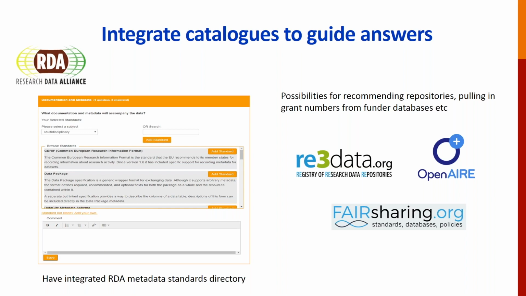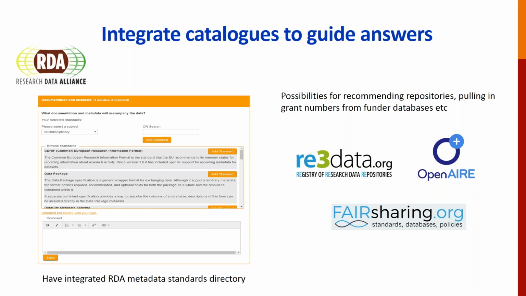So one thing we've done so far, we were working with the Research Data Alliance. They have a metadata standards directory. So we've pulled that in where there are metadata questions so that you can then browse that catalogue for relevant standards to use and select those, rather than, if you're not aware of what options are available, that helps then direct your responses.